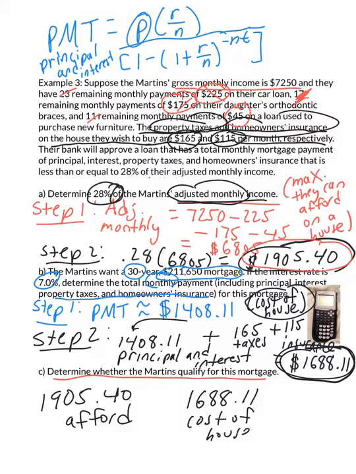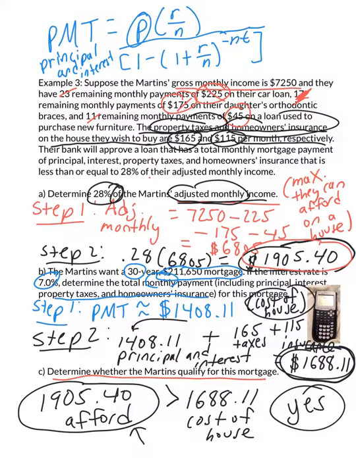And you just simply look up which number is bigger to answer part C. So clearly, in this case, the $1,905.40 is larger than $1,688.11. I'll write a little greater than symbol in the middle here. So because what they can afford is more than the cost of the house, that means the final answer to C is yes. They would qualify for that mortgage because what they can afford is greater than the cost of the house they're interested in buying. Clearly, if it were the reverse scenario, if the cost of the house was more than what the bank says they can afford, then the final answer would be no to part C.